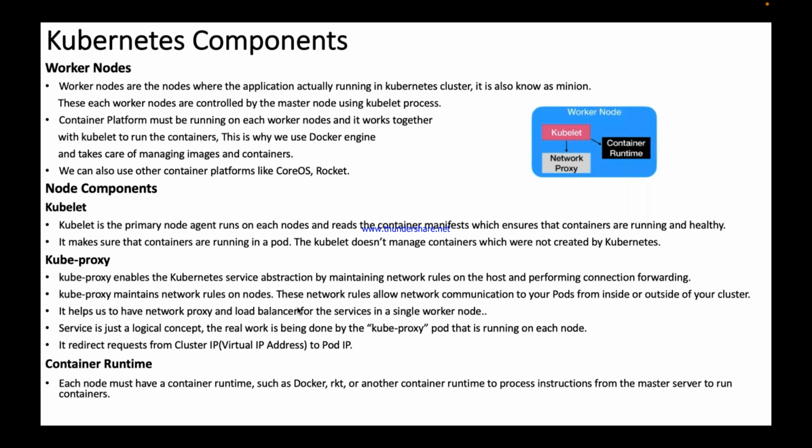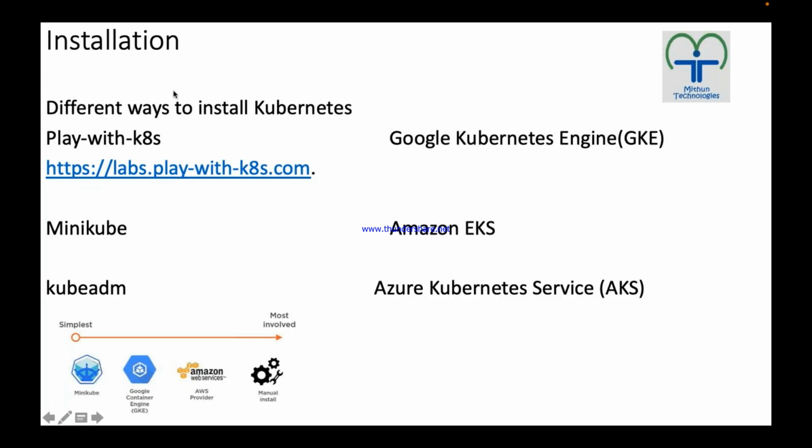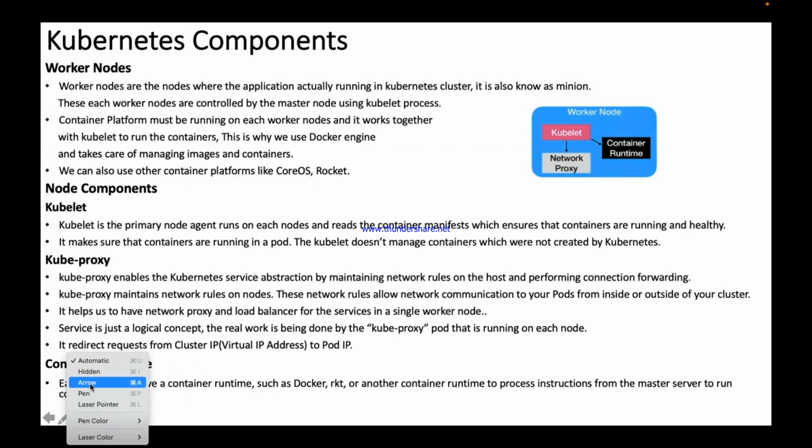That is the master role. And what is the role of worker? Basically, worker nodes are the nodes where actually the application is running. Worker nodes are the nodes where the application is actually running. Application in the sense here, in Kubernetes, we are going to deploy that as what?